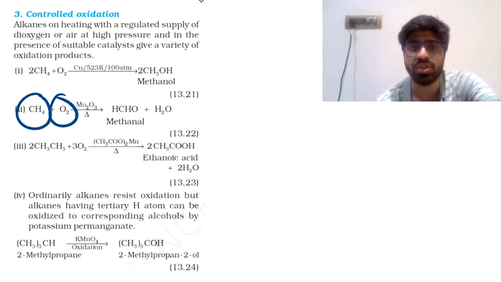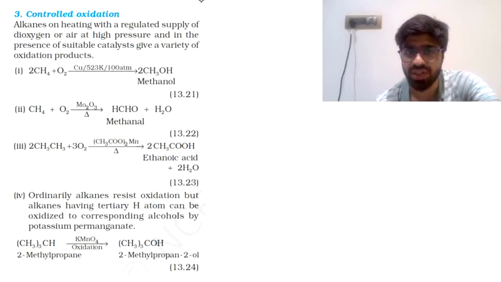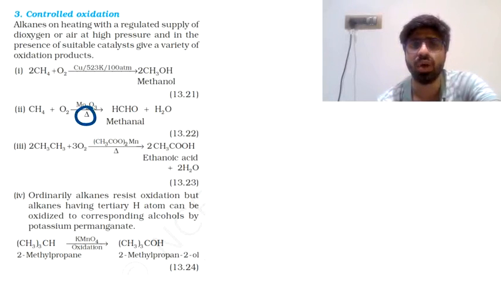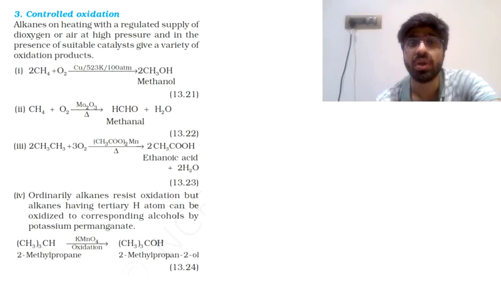Again, it's methane and oxygen, but this time you're changing the conditions. You're taking the catalyst as molybdenum oxide, that is Mo2O3, and in the presence of heat. They have not mentioned what temperature and how many atmospheres pressure. They have just said heating. So methane and oxygen in these conditions is going to give you methanal, which is HCHO, or you can call it formaldehyde as well, and water.